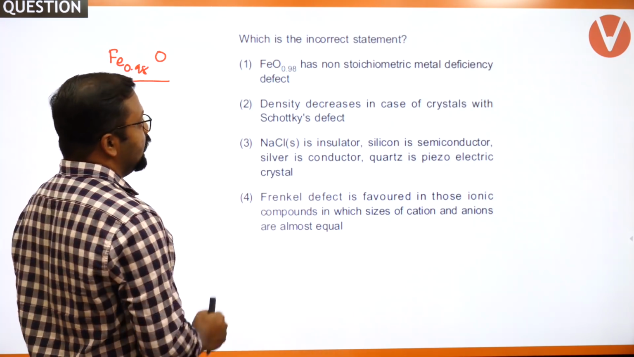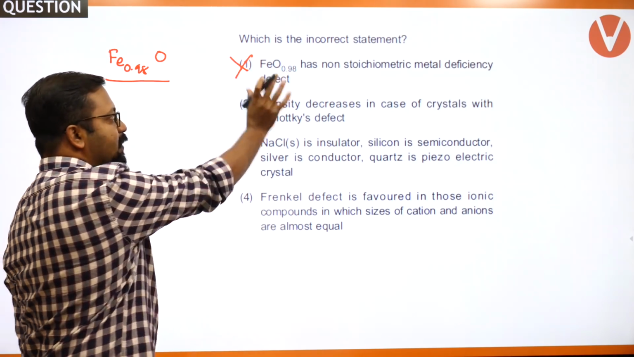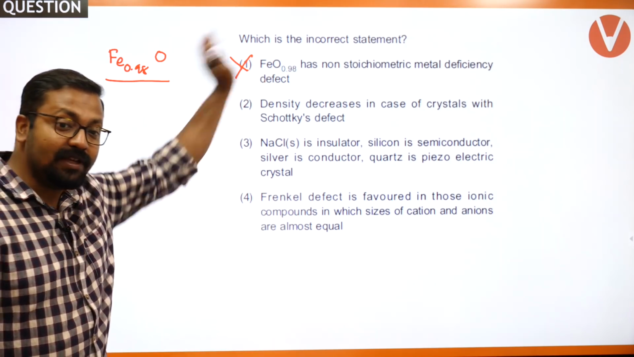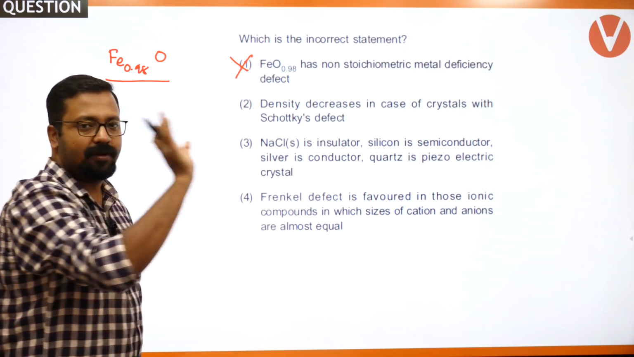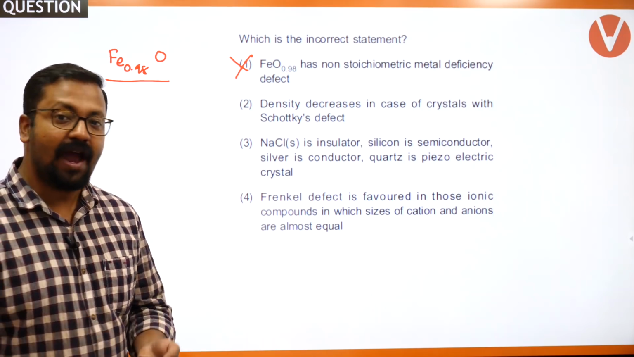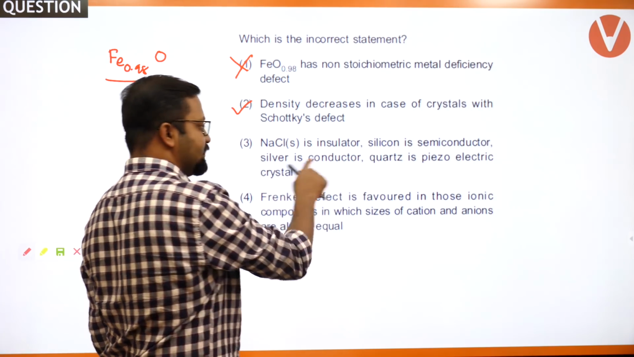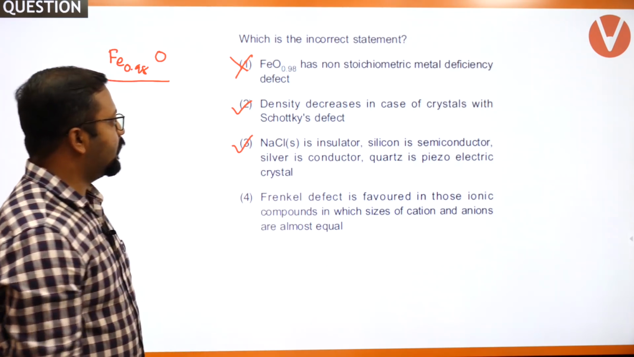So incorrect statement: if this is the representation, the statement is incorrect. If the representation would have been the correct one, then it would have been right. Okay? Density decreases in case of a crystal with Schottky defect. This is a fact, and this is a correct statement. Insulator, silicon semiconductor, silver conductor, quartz is piezoelectric crystal. This is also correct. Okay.